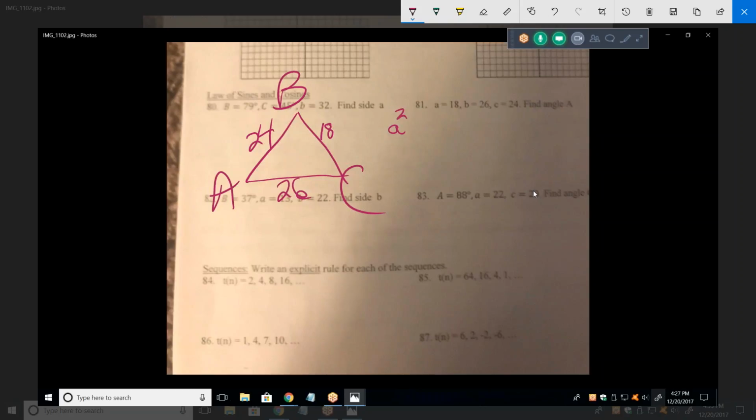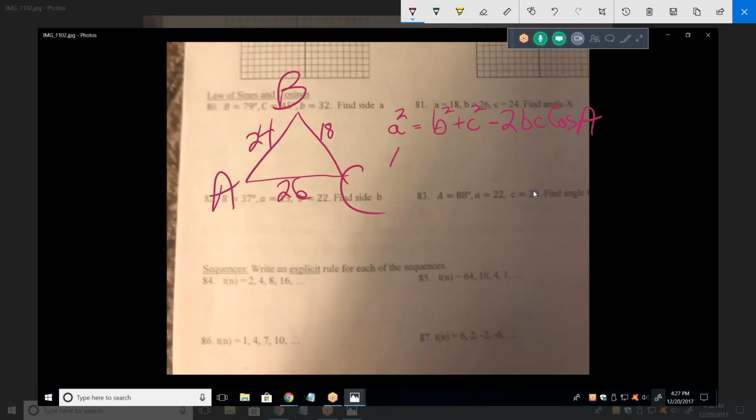The law of cosines. And it's a squared equals b squared plus c squared minus 2 what? Times bc, multiplied by cosine of A. Yeah, it's the law of cosines. So you know there's a cosine in there somewhere. Okay, so fill in everything you know. Don't do the calculations, just fill in the numbers and we'll then do the calculations.